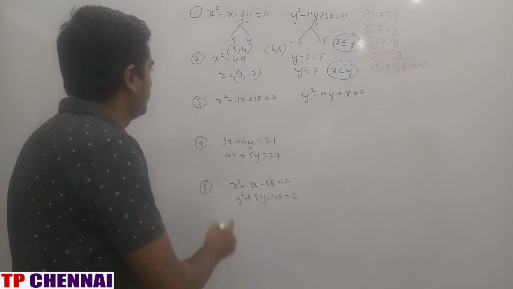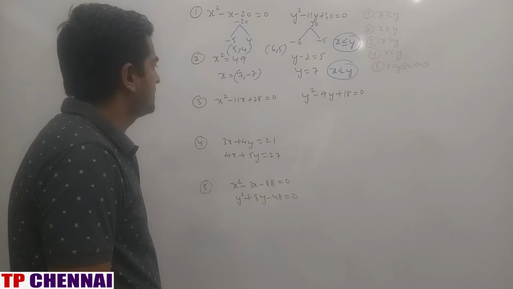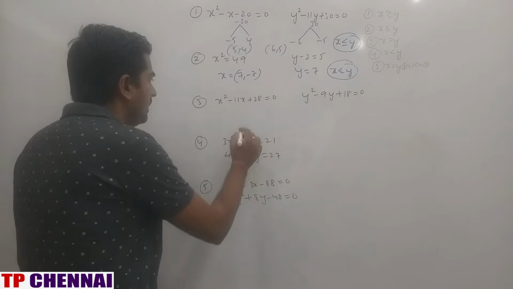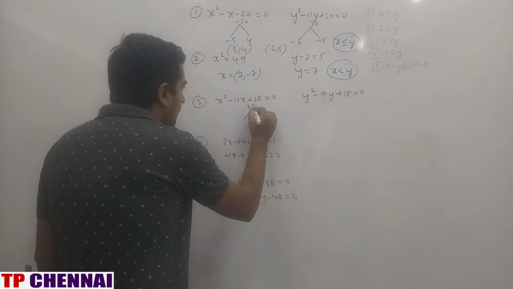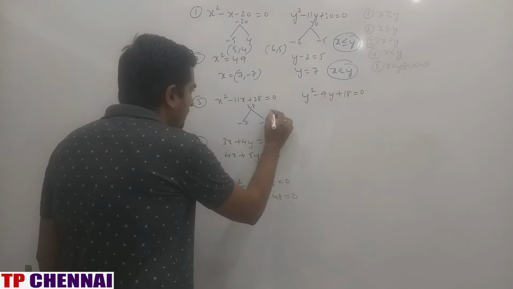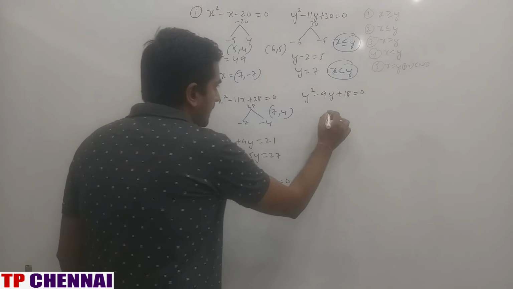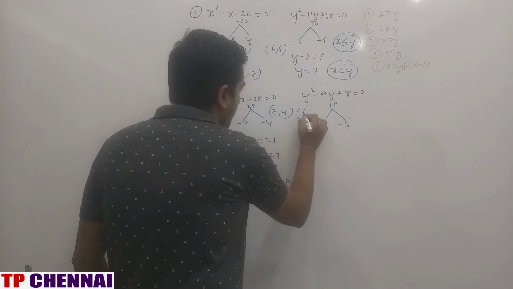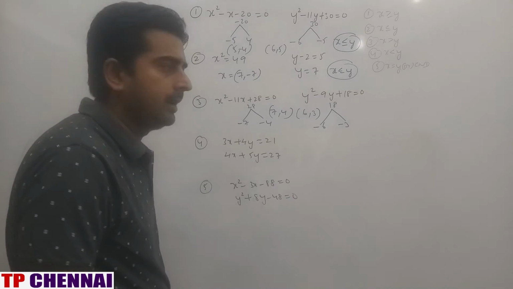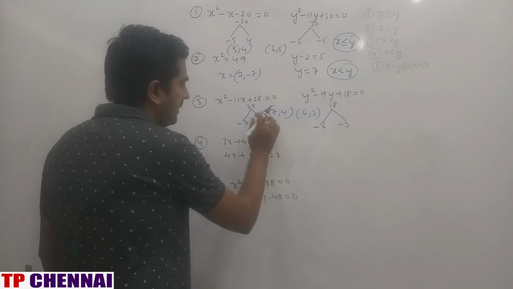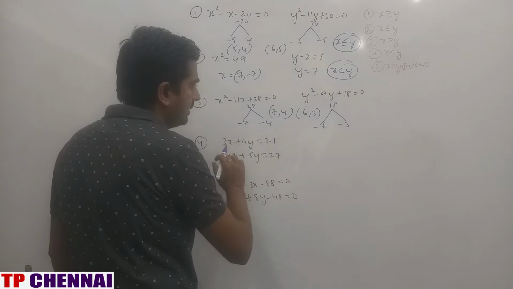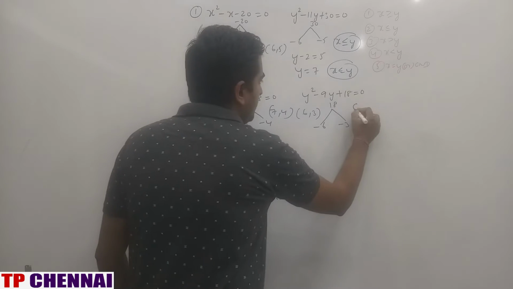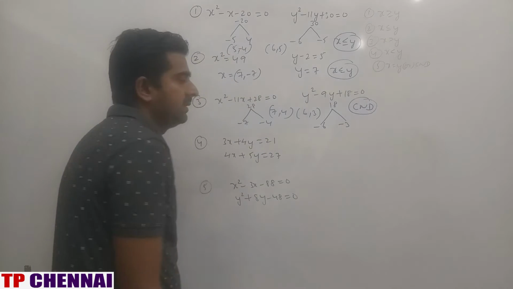Then third one, x square minus 11x plus 28 is equal to 0, y square minus 9y plus 18 is equal to 0. So this is minus 7 minus 4, 7 comma 4, and this is 18, so minus 6 minus 3, or 6 comma 3. Right, now I am comparing 7, 6, 7 greater; 7, 3, 7 greater; 4, 6, 6 greater; 4, 3, 4 greater. So my answer is C and D.